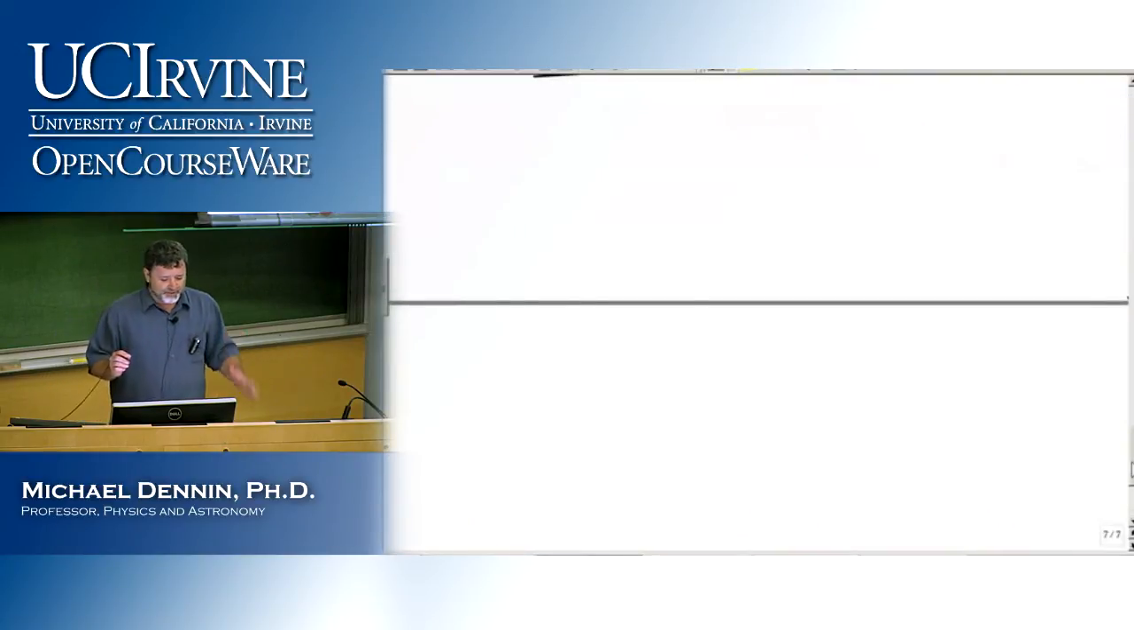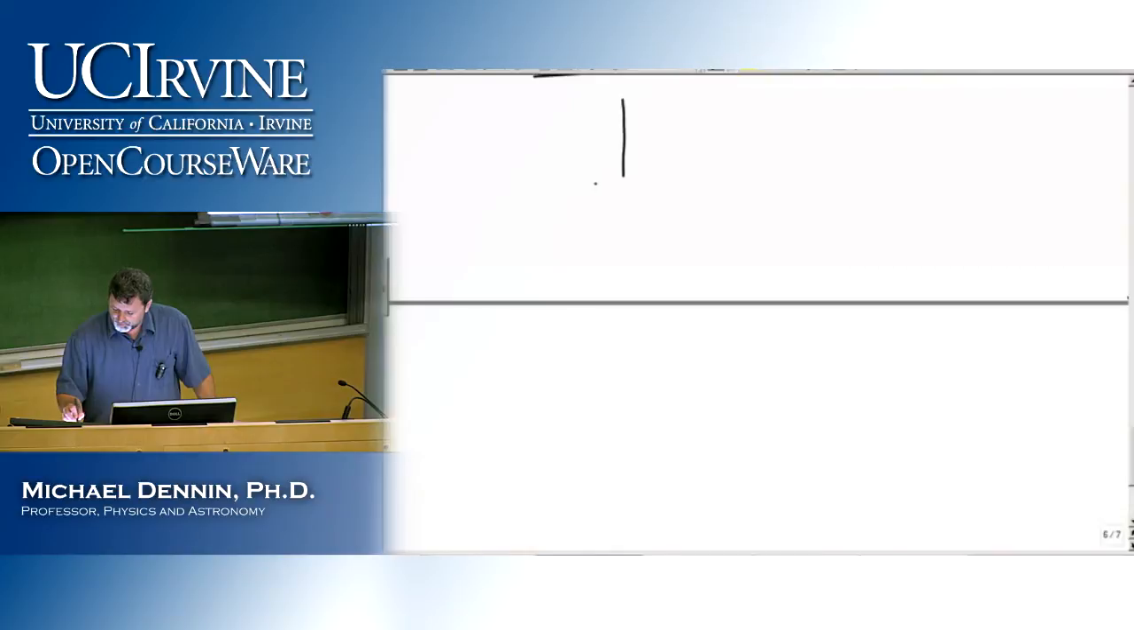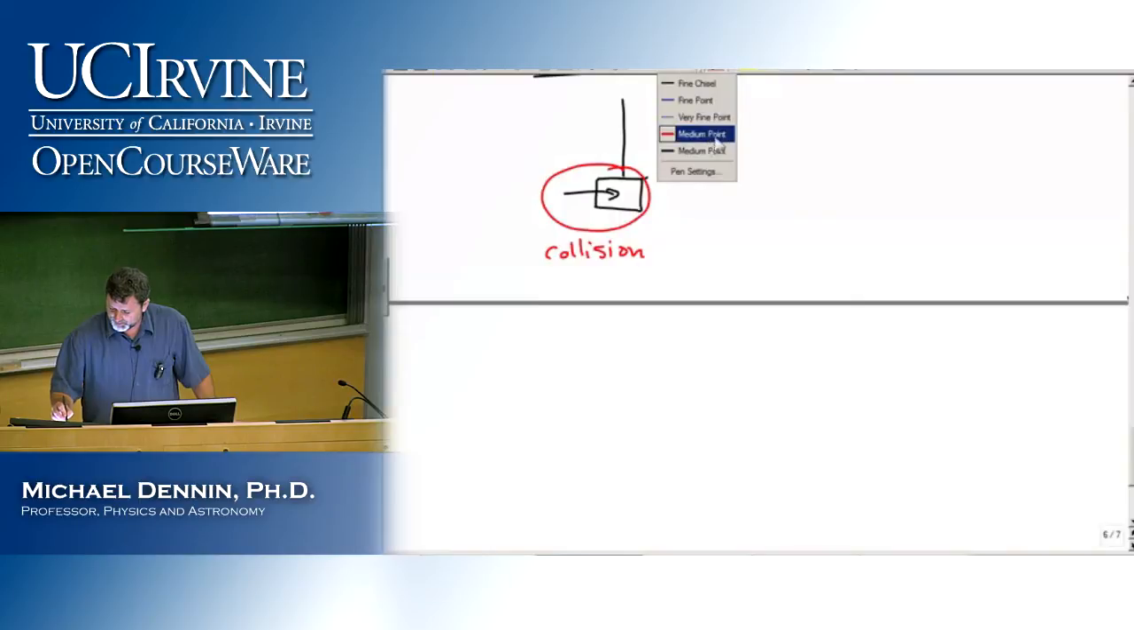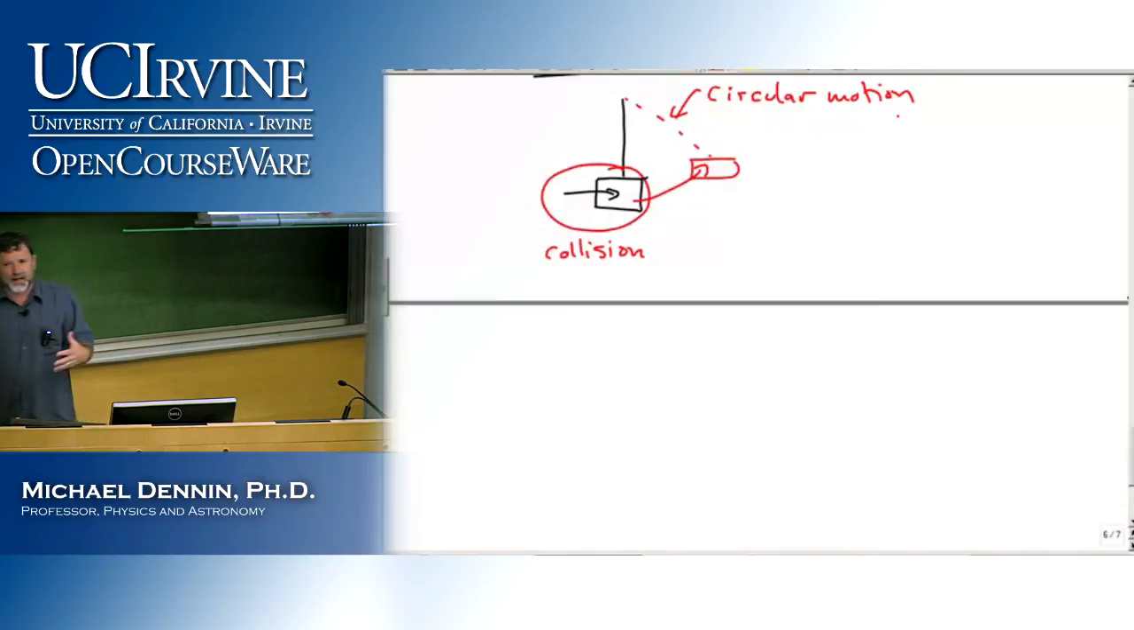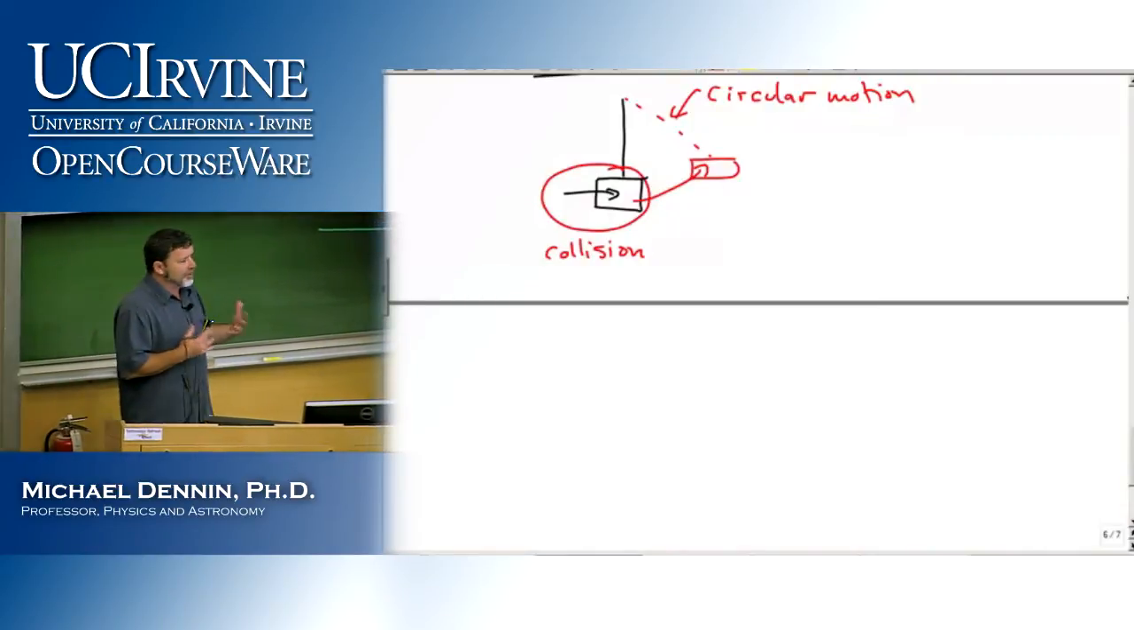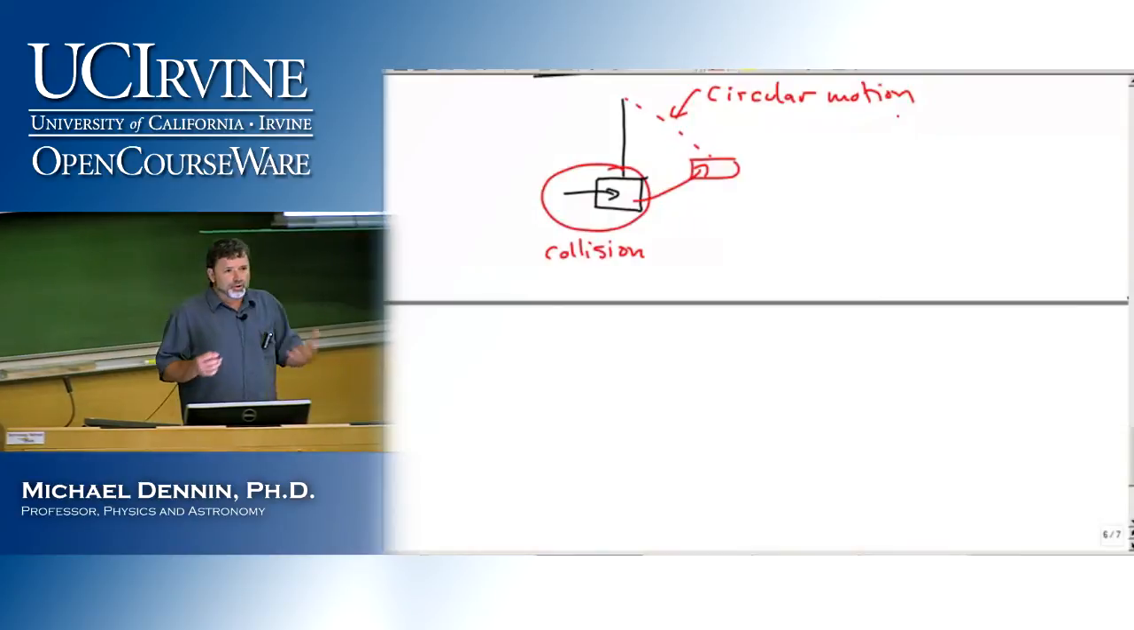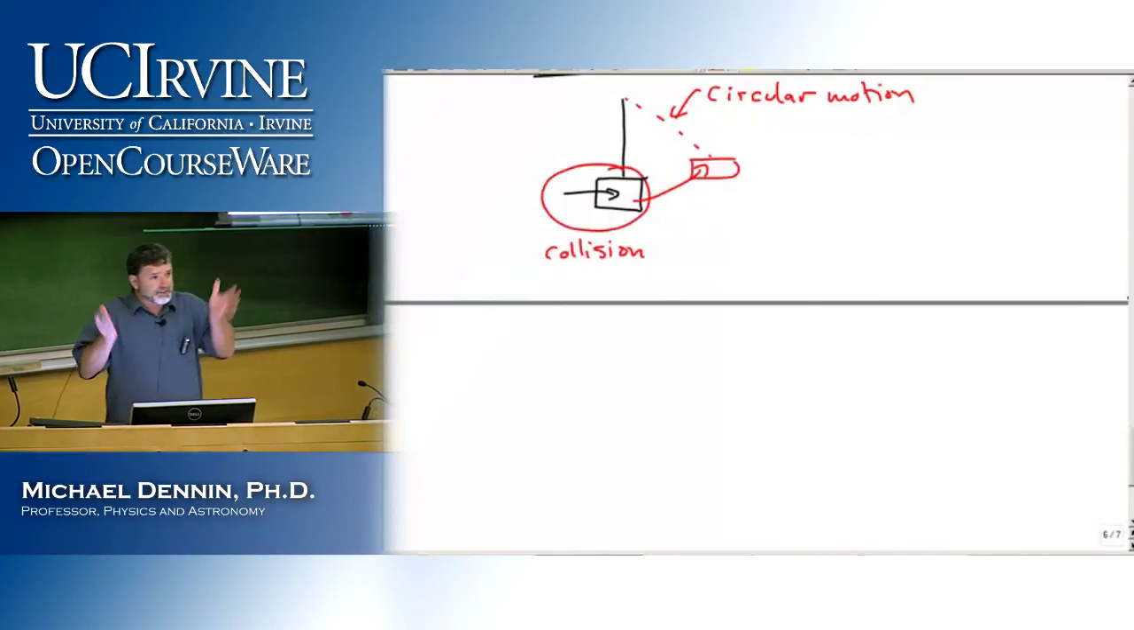And the key is we've identified two motions, a collision followed by circular motion. Now, once you've identified the type of physics, this is why this is such a powerful technique, then the tools you're going to use to solve it get much simplified.